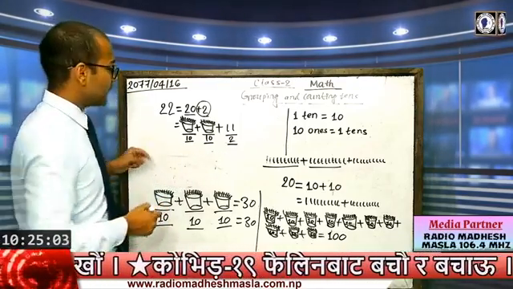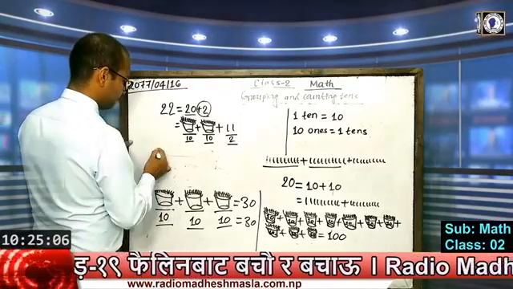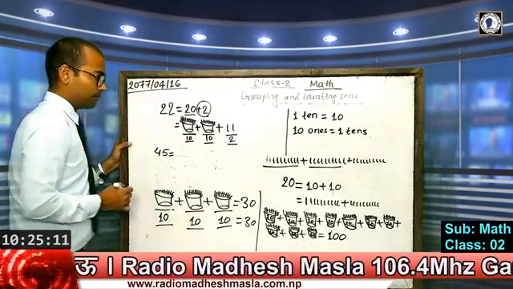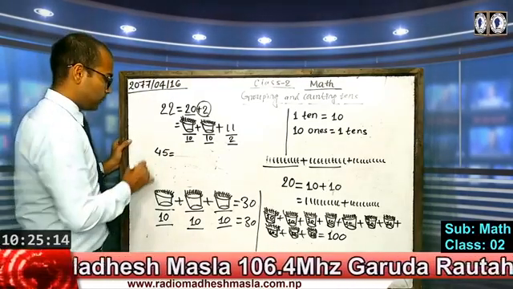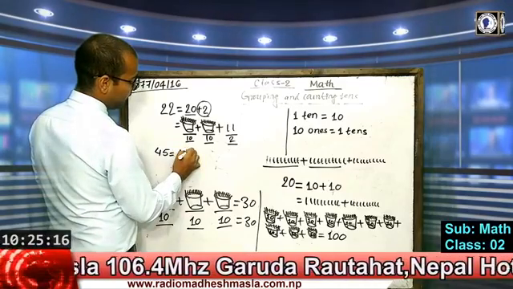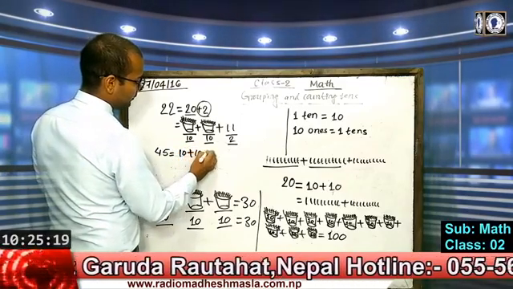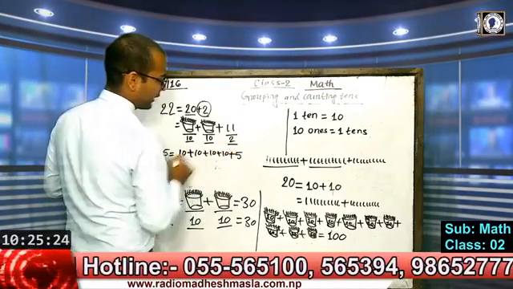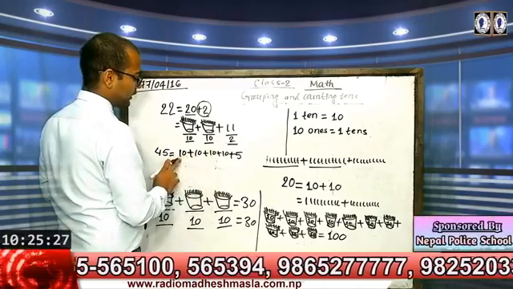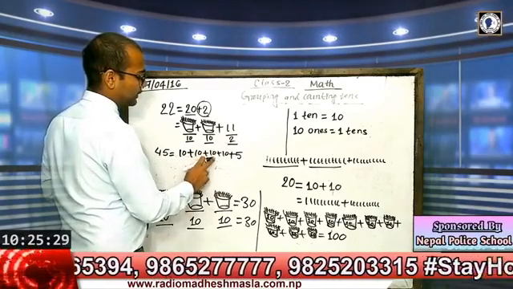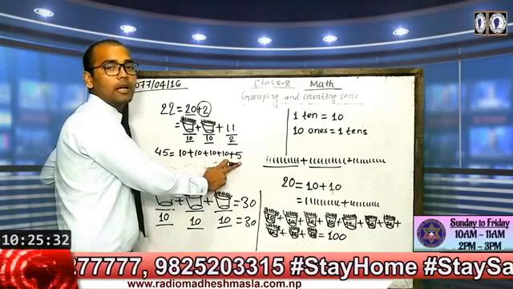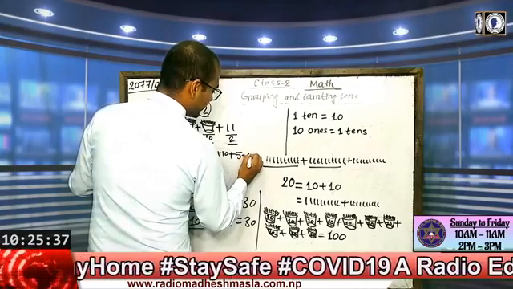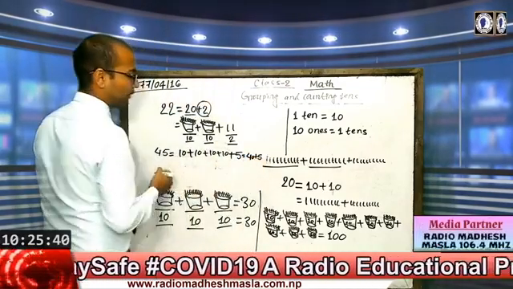Sometimes we are given, suppose, 45. 45 means what? 10 plus 10 plus 10 plus 10, that is 10, 20, 30, 40, and 5, which makes 45. Altogether we have 40 plus 5 is equal to 45. We can write it like this.